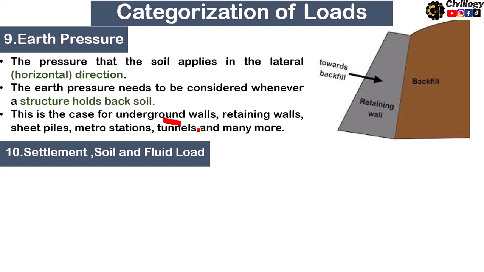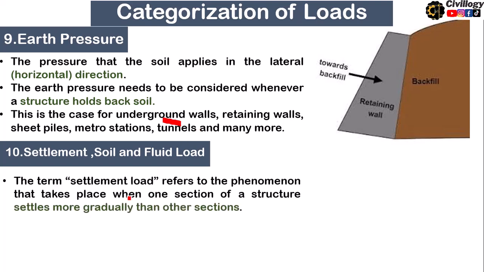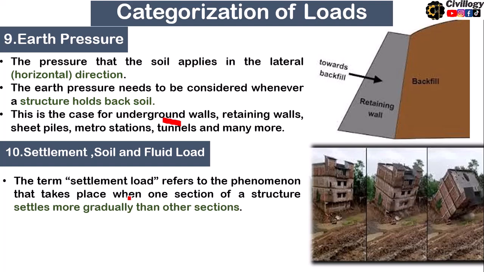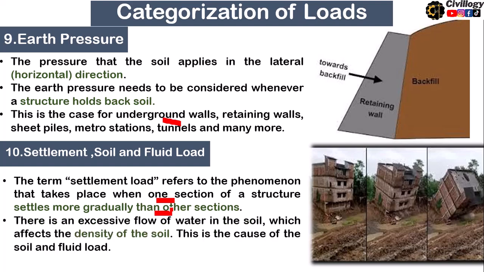The last but not the least, the 10th type of load is settlement, soil, and fluid load. The term settlement load refers to the phenomenon that takes place when one section of a structure settles more gradually than other sections. There is an excessive flow of water in the soil which affects the density of the soil. This is the cause of the soil and fluid load.